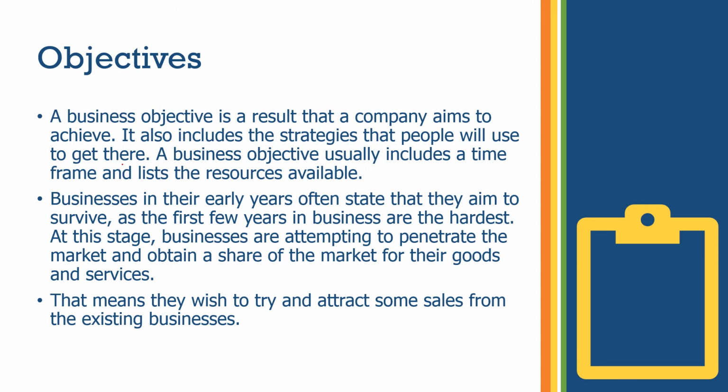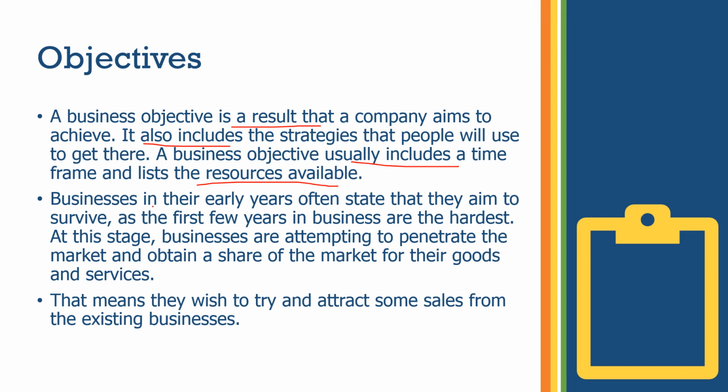So now that we know a little bit about stakeholders, we'll get onto it in a little bit more, but I want to talk about objectives. A business objective is a result that a company aims to achieve. It also includes the strategies that people will use to get there. A business objective usually includes a time frame and lists the resources available.